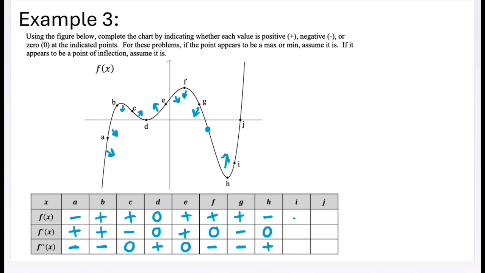I is on a negative part of the graph. It's also on an increasing part of the graph. So the first derivative is going to be positive. And then it is on a portion that is concave up. So that second derivative is also going to be positive.